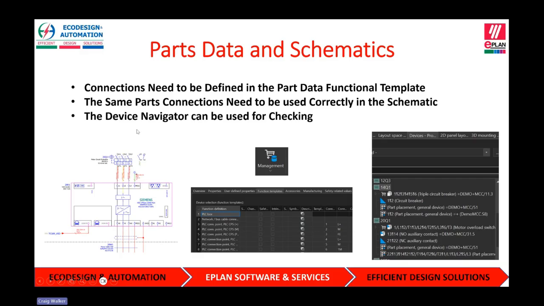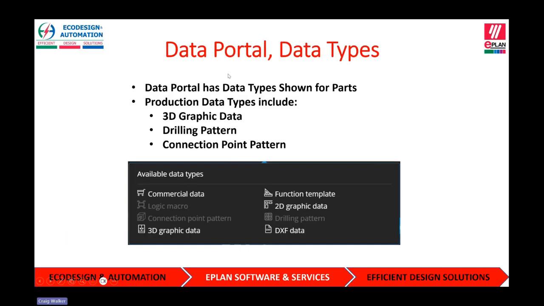Next thing to look at, just a quick mention, is the data portal and data types. I think everyone that uses ePlan uses the data portal. I think there's getting close to 2.4 million, 2.5 million parts in there at the moment. It's incredible. But what you don't realize is that you can actually view the available data types for every part before you download it.